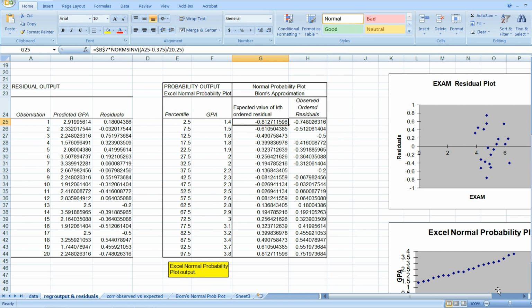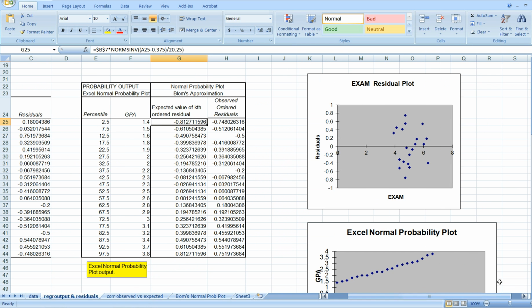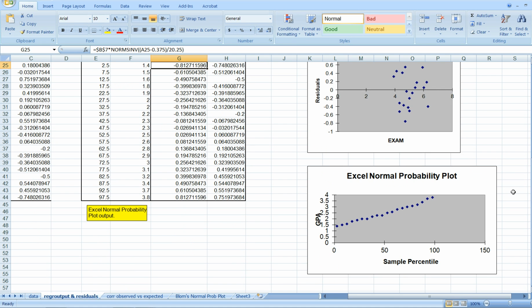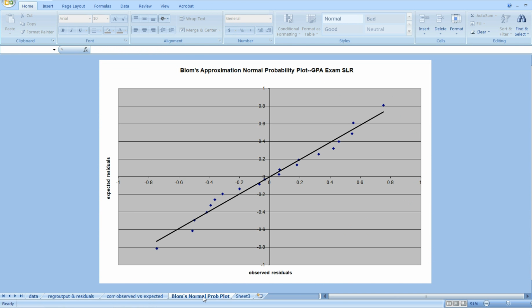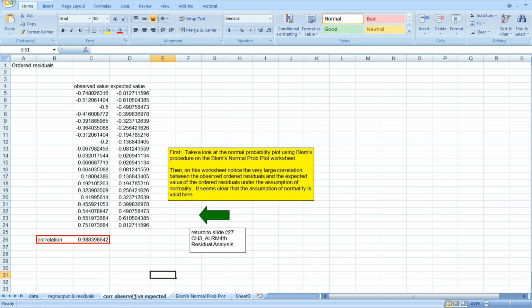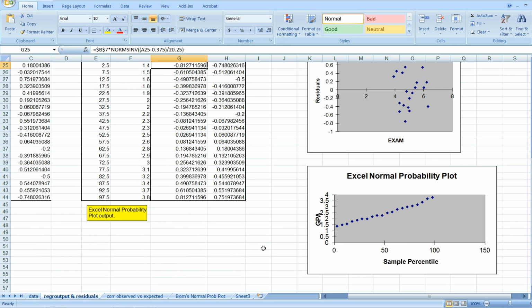Oh, by the way, before I show you that plot, here's the plot that Excel gives you. It's usually sort of scrunched up and a little hard to look at, but clearly it looks like those values lie on a straight line, and that's the key. Like I said, though, I prefer Blom's approach, and there it is, and it looks great. So, given that normal probability plot, I feel pretty comfortable that the assumption of normality is appropriate.